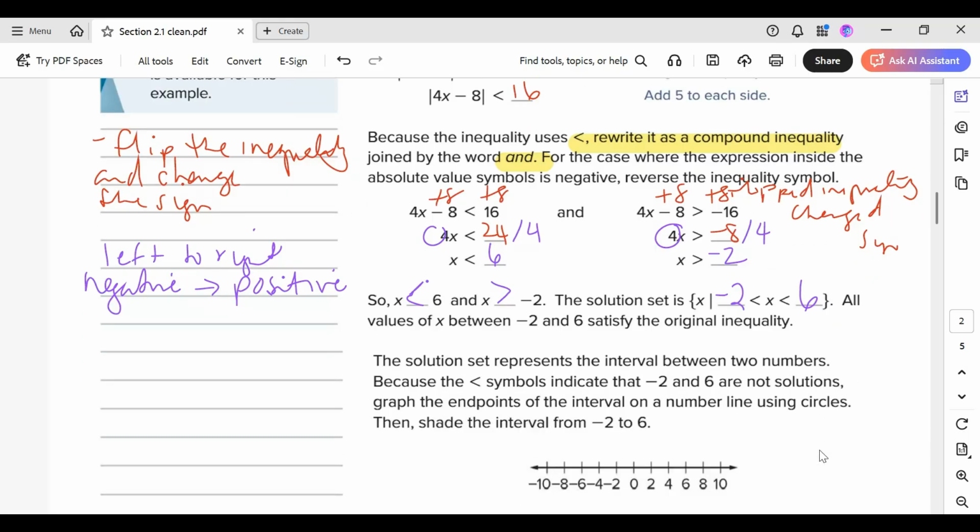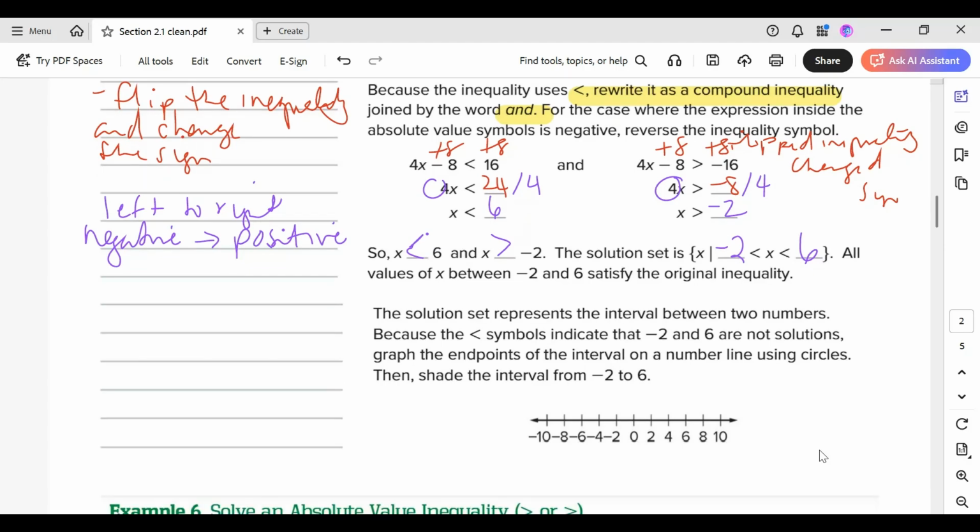The solution set symbols represent the interval between two numbers. Because we have less than symbols, we're between negative 2 and 6, but they are not solutions. So in order to do this, we're going to use circles, but we're going to actually use open circles, which means they're not inclusive. So I'm going to have an open circle at negative 2, an open circle at 6, and then any number in between the two would be a solution.